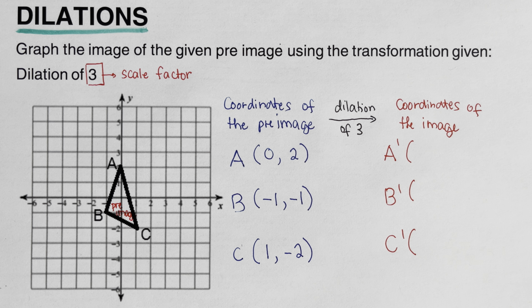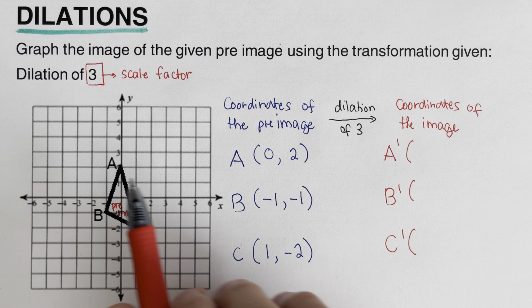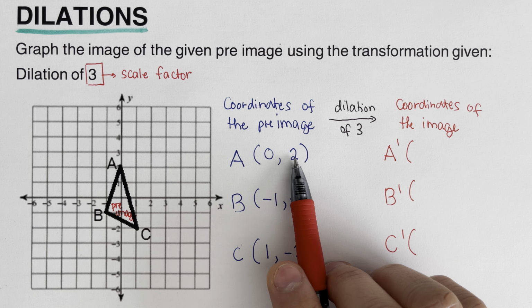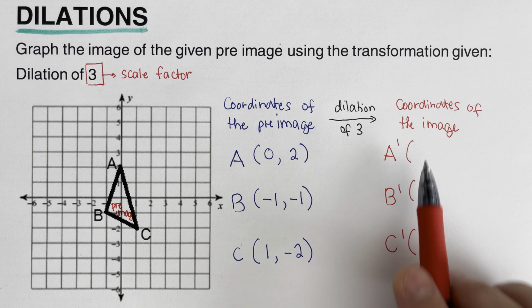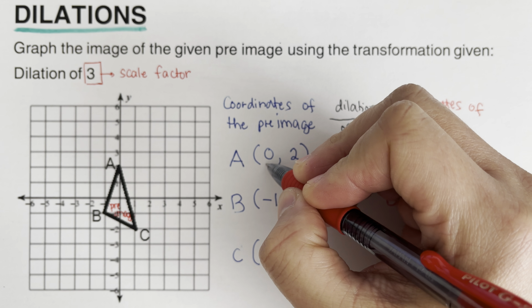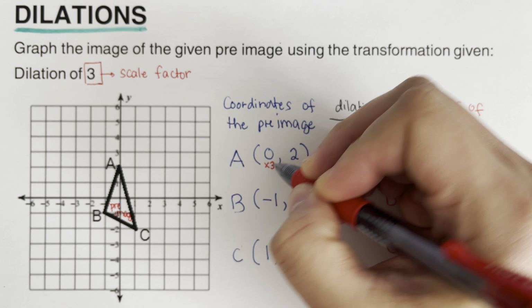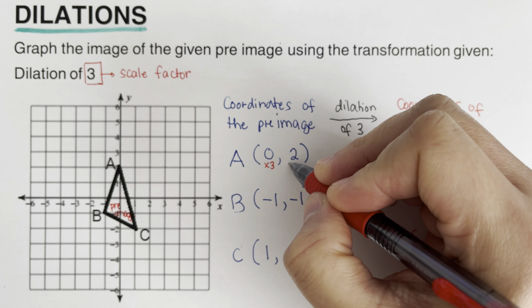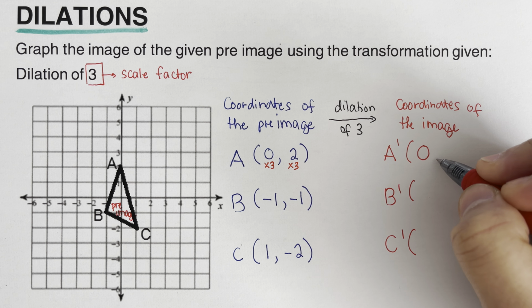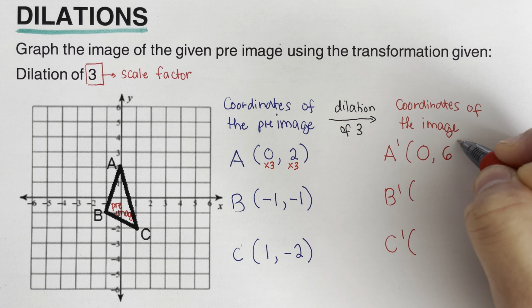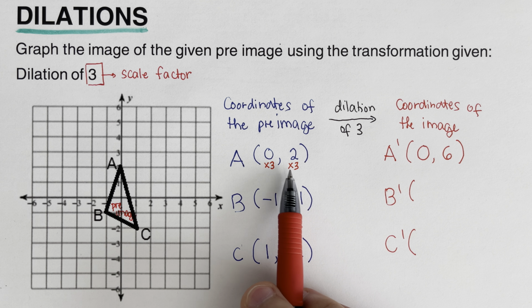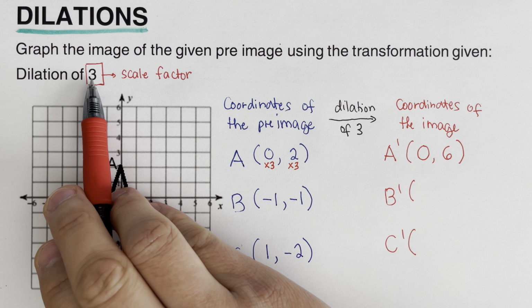So what we are going to do here is that if we say dilation of 3, we are going to multiply 3 to both the X and the Y, and that will be our A prime. So in this case right here, I'm going to multiply this by 3. 3 times 0 is 0. And then multiply this by 3 as well. 2 times 3 is 6. I'm just going to write that up here. So that's a 6. So again, I multiply this by 3 since our scale factor is 3.